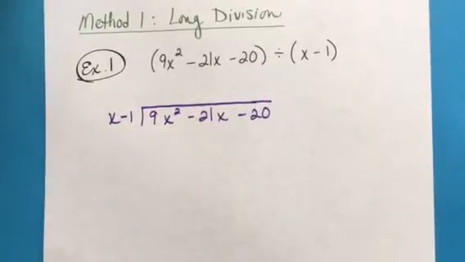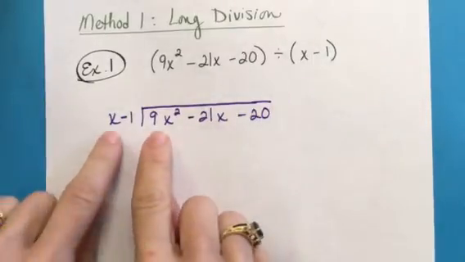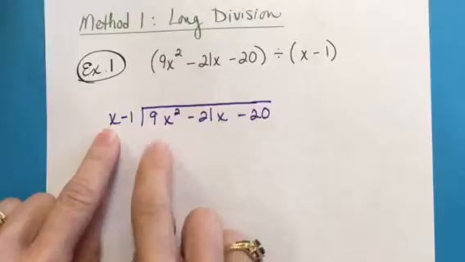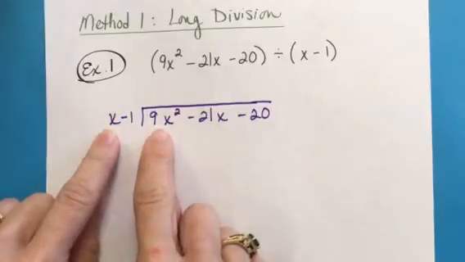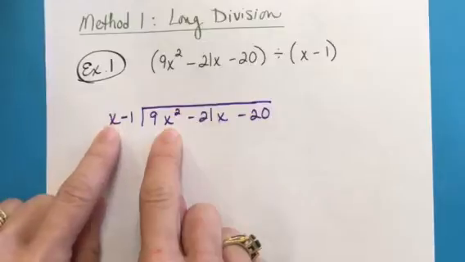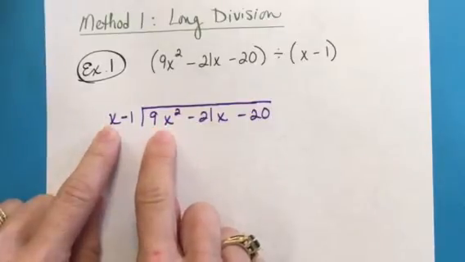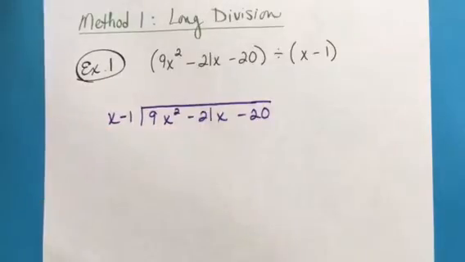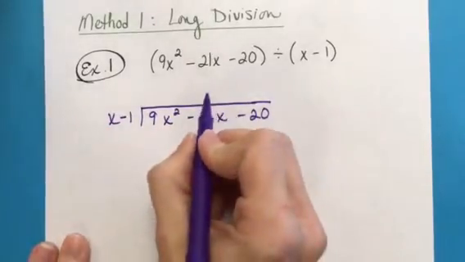Okay, now what you're going to ask yourself to get started, you're going to take the first term that's out front and the first term that you have underneath, and I want you to ask yourself, what do I need to multiply the x by to get 9x squared? So x times what equals 9x squared? And that would have to be 9x. So we're going to put 9x on the top.